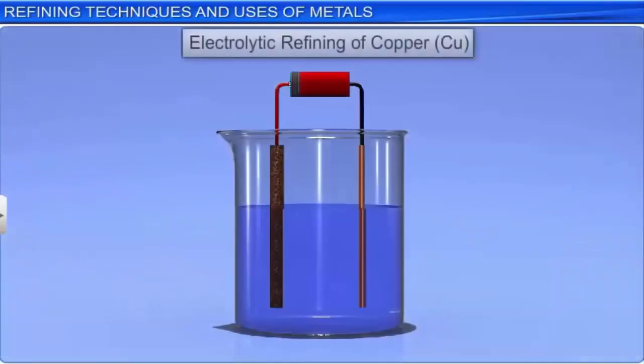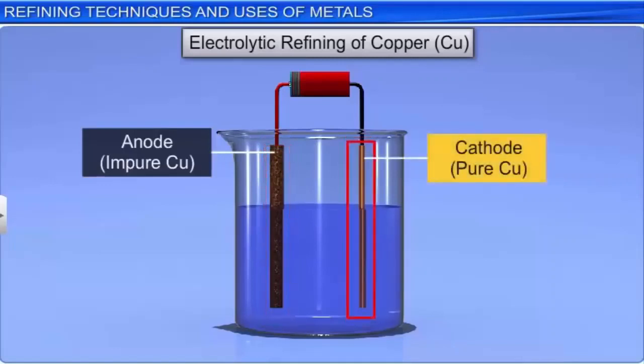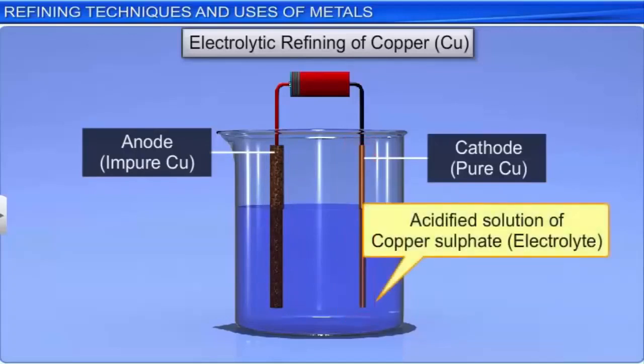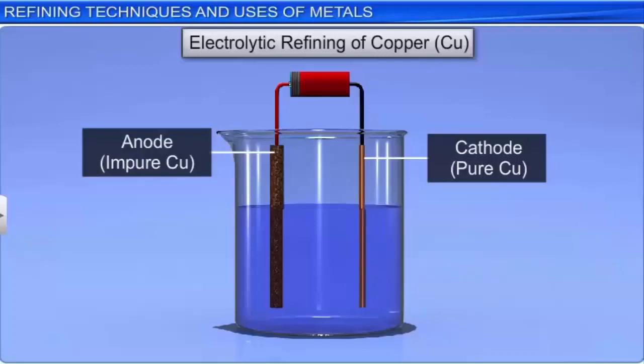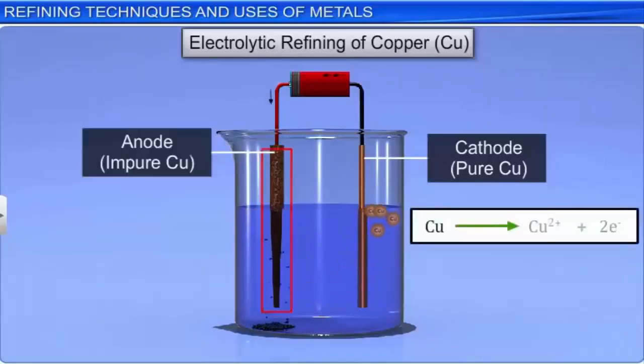For example, copper is refined by the process of electrolytic refining. Impure copper metal is made the anode, while a thin strip of pure copper is made the cathode. An acidified solution of copper sulfate is taken as the electrolyte. On passing electricity, copper atoms from the impure copper anode lose electrons to become Cu2 plus ions and enter the electrolyte.